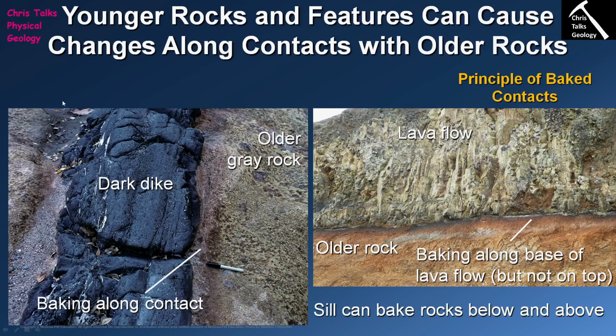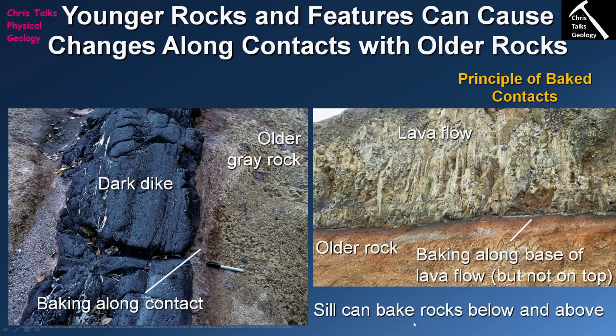If you remember, a sill is like a dike, but it's intruded along the bedding plane between layers of rock. So we have two layers of rock, and the magma gets injected along the contact in between them. So it essentially produces a horizontal dike, which we refer to in geology as a sill. So the question becomes, how do we work out whether our igneous rock is a lava flow or a sill?